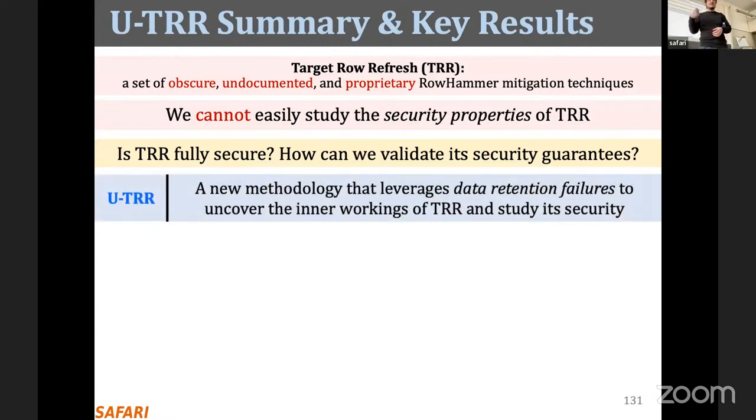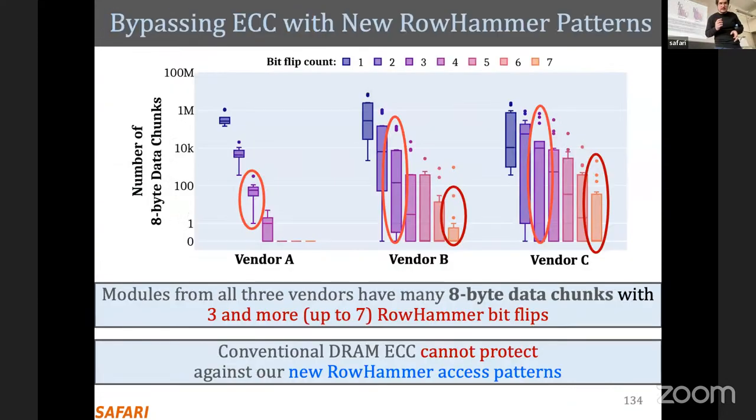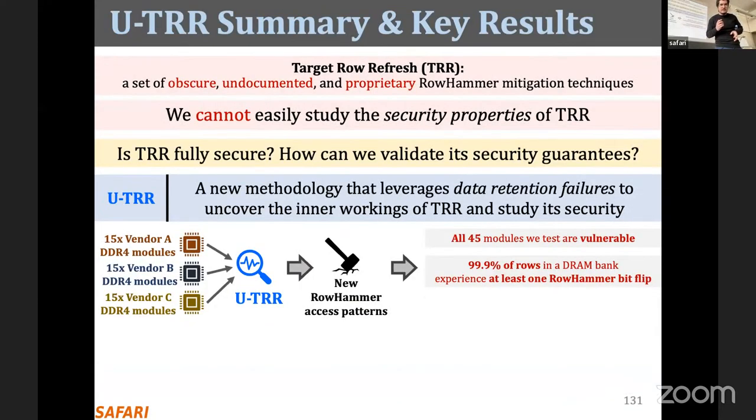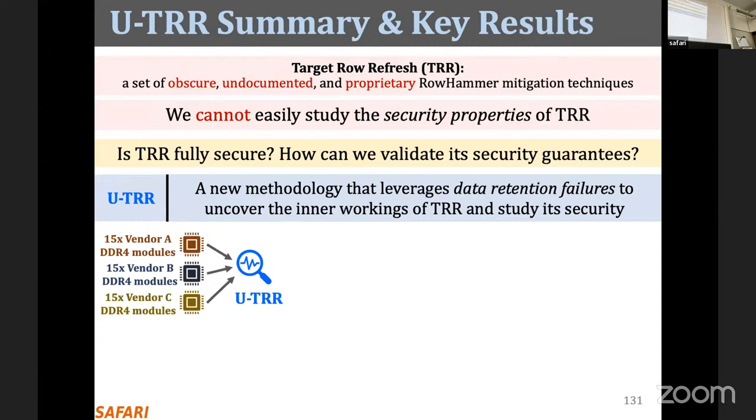How can we validate? This paper develops a new methodology that leverages data retention failures to uncover the inner workings of TRR. So the key idea is, you have retention failures in DRAM. Even if you don't do any RowHammer, some cells will fail. Now, how do you prevent retention failures? You refresh cells. And what do RowHammer mitigation mechanisms do? They also refresh cells in one row, right?